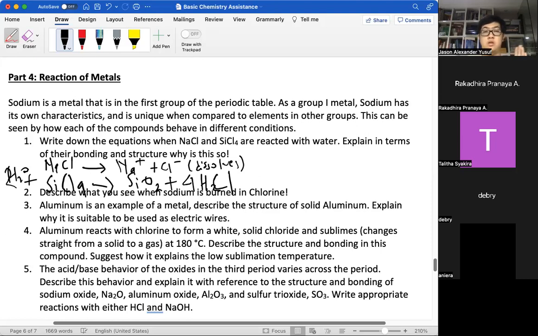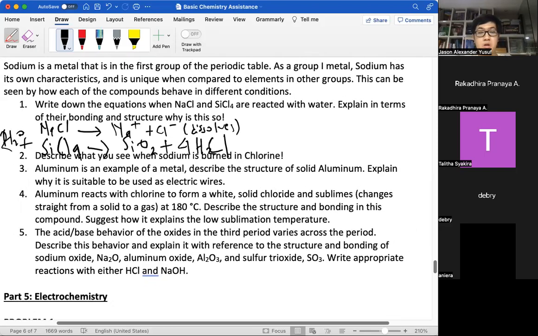Okay. And this is something that might be very new to you. I'm not expecting you to get this correct or to understand this, but for now, this is the reaction of it. And when we're studying about reaction of metals, it's something, in my view, that is half you can understand, half you need to memorize. So yeah, it involves a bit of memorizing here. Explain in terms of their bonding and structure why this is so. So we know that NaCl is ionic. This one, the SiCl4, is simple covalent, right?